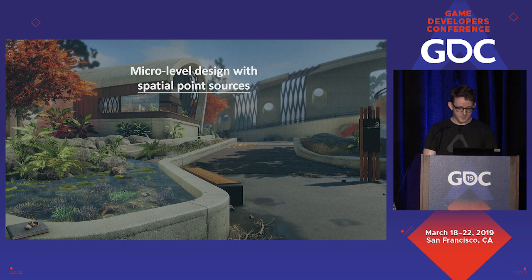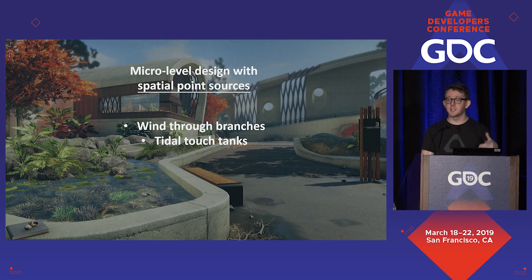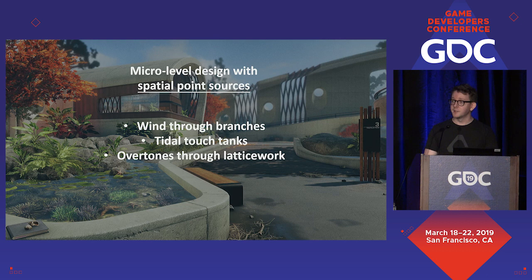So there's the micro level of sound design. Like I said, those areas that have those point sources, like you could think of them as point lights if you're a lighting artist, that provide that level of detail. There were a couple areas that I saw when I was going through the run through: wind through the branches, tidal touch tanks, the water features that are illustrated here and throughout the space, and the lattice work between the poured concrete. I really liked the idea of the wind blowing a series of harmonic overtones. I knew that I wanted these to reward close listening, so I made them spatial.